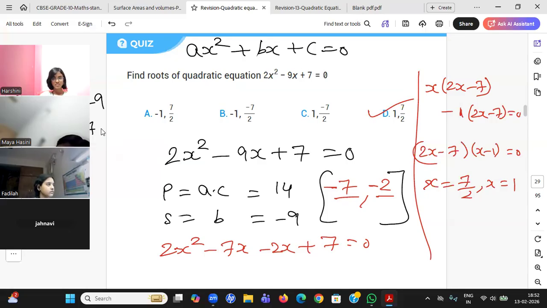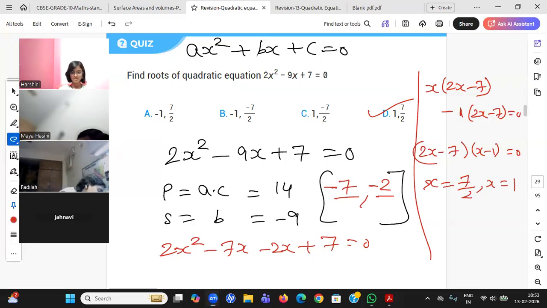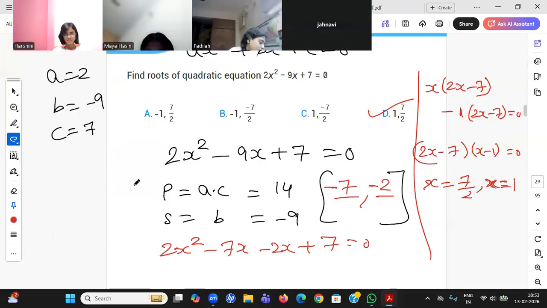Except the right answer, you gave all the answers. No problem. If you are worried about splitting, go for the quadratic formula. We have a Brahmastra, right? If you're not able to split, go for the quadratic formula. I'll take one question like that also.